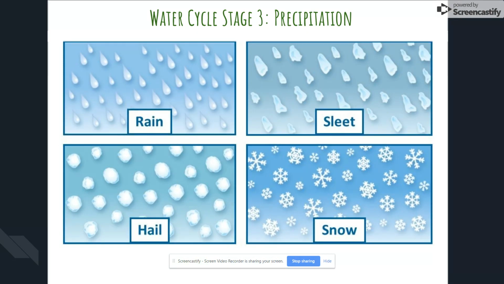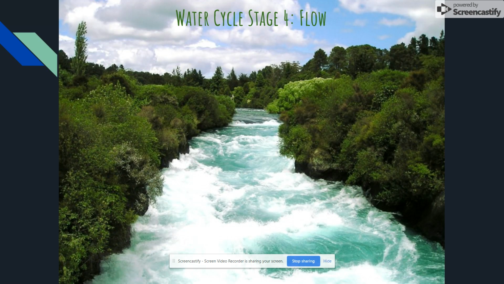The third stage of the water cycle is precipitation. As water droplets collide and condense together in the upper atmosphere, they grow larger and heavier. When the water droplets get big enough, they fall out of the cloud as precipitation in the form of rain, freezing rain, sleet, snow, or hail.